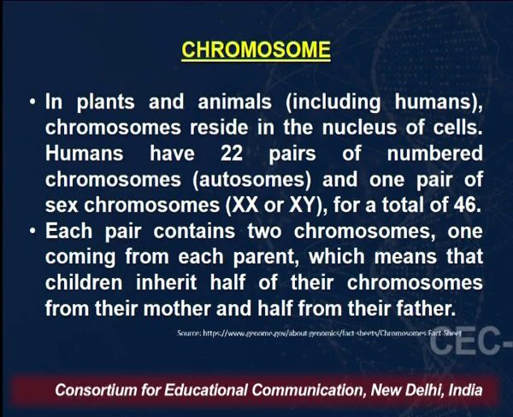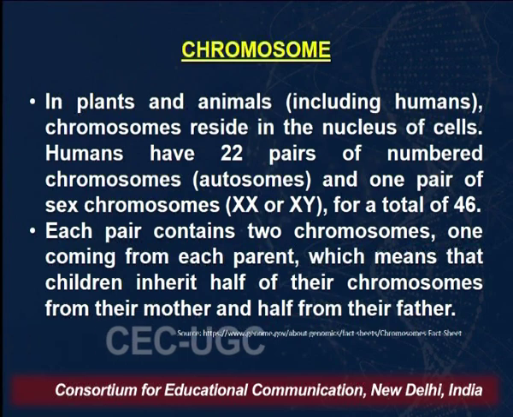the nucleus of the cell, and humans have 22 numbered pairs of chromosomes, which are called the autosomes, and one pair of chromosomes which is called the sex chromosomes, which can be XX or XY. So, the total comes up to 46 chromosomes in humans. Each pair contains two chromosomes, one coming from each of the parents. Which means that the child inherits half of their chromosomes from their mother and the other half from the father.